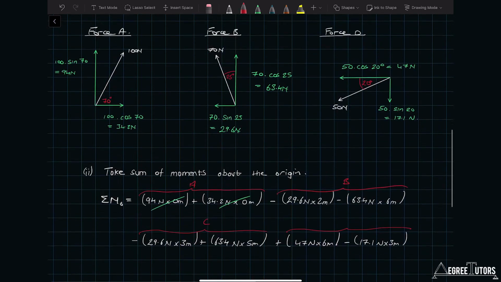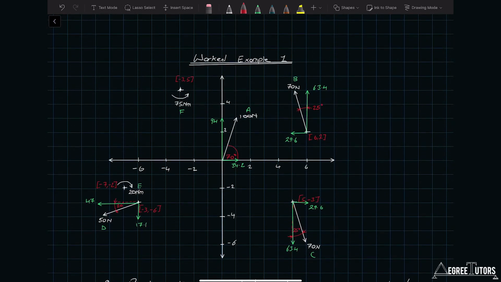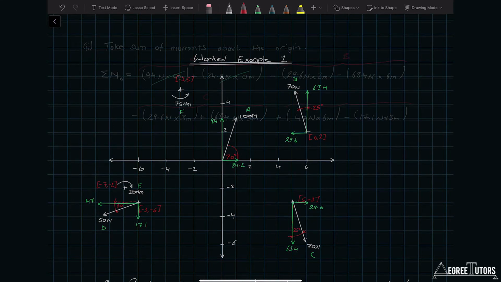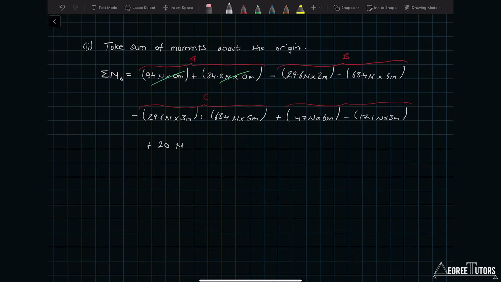All right, now we can't forget the contribution of the moment at E, which is a positive moment, so that's going to be an additional 20 newton meters added to our expression. And then the moment at F is counterclockwise, and so that will be a negative 75. So we'll add 20 newton meters and negative 75 newton meters, and of course, that's for the moment at E and the moment at F. All right, and so we can evaluate all of that. And it ends up that the sum of the moments about the origin is a negative 35.7 newton meters. And the negative means that it is a counterclockwise rotation.